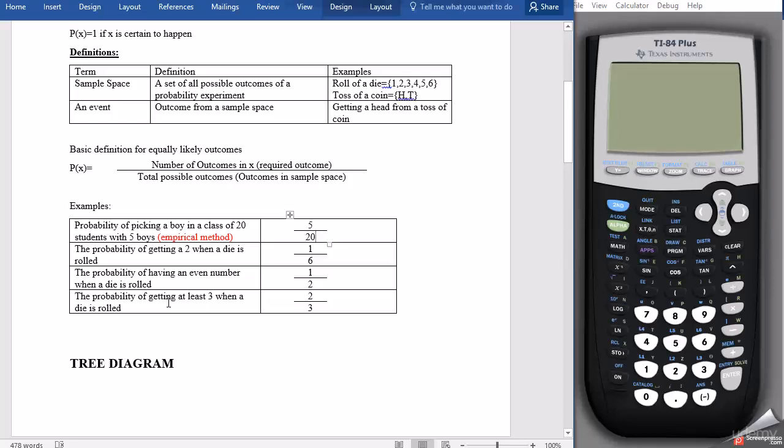And the final example, the probability of getting at least a 3 when a die is rolled is 2 out of 3. At least means that 3 is the smallest number. So we have 3, 4, 5, 6. Okay, 4 numbers out of 6. So that reduces to 2 out of 3.